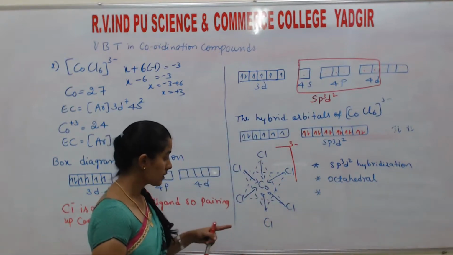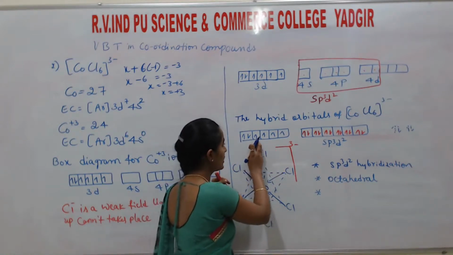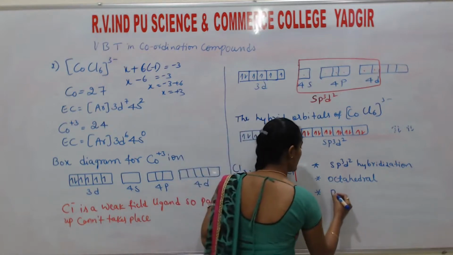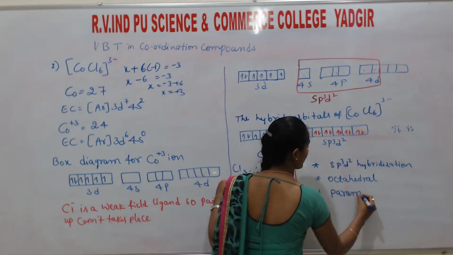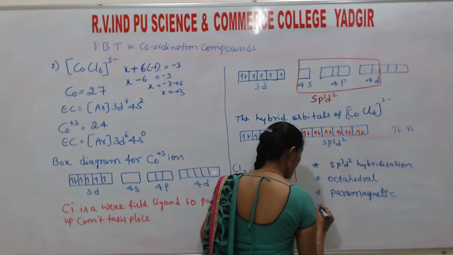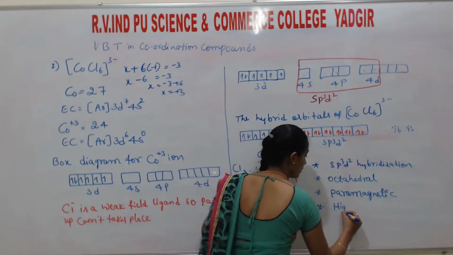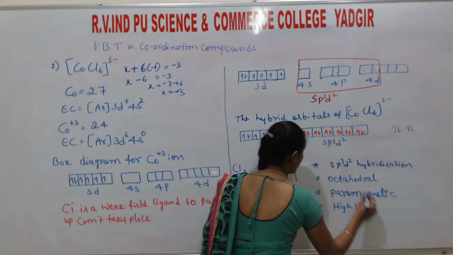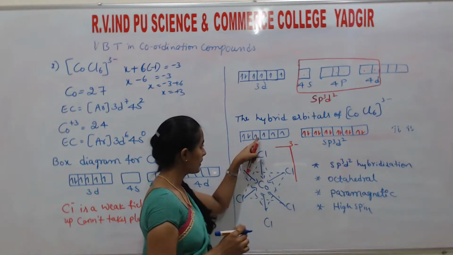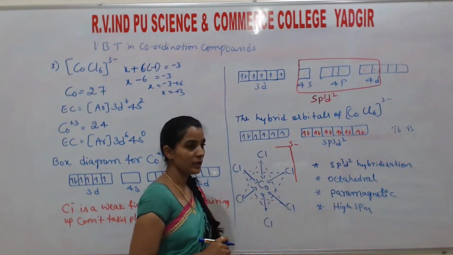Okay. Next, whether it is paramagnetic or diamagnetic, listen here. Singly filled electrons are there, which means it is paramagnetic. If it is paramagnetic, then it has high spin. Spin is very high. Correct? They are high spin complexes.